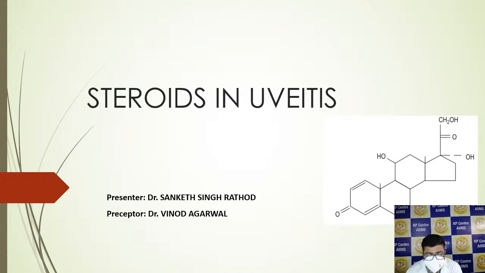Good afternoon, everyone. Today I'm going to discuss the topic of steroids in uveitis, and my preceptor is Dr. Vinod Agarwal. So this is the basic structure of any steroid compound. It has 21 carbon cyclic rings with 3 hexane and 1 pentane. So the molecules which attach here change the bioavailability as well as the different compounds. They differ only on the side chains.